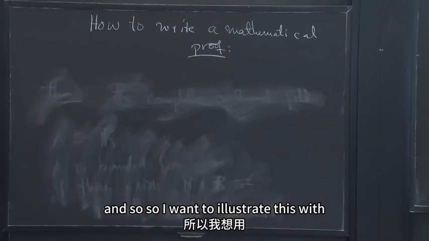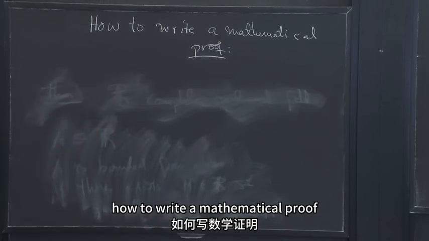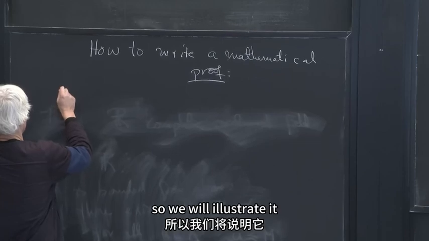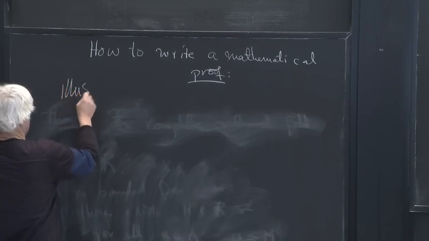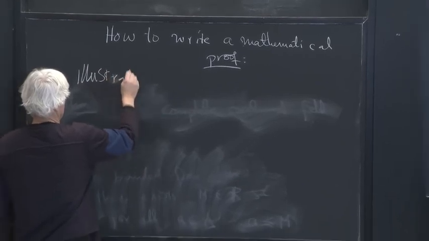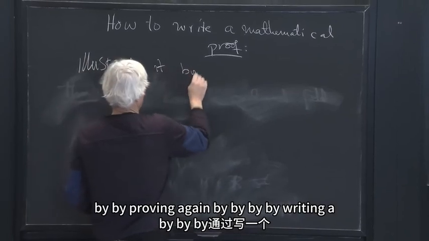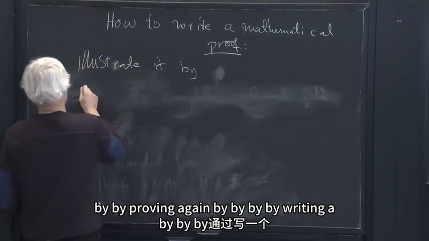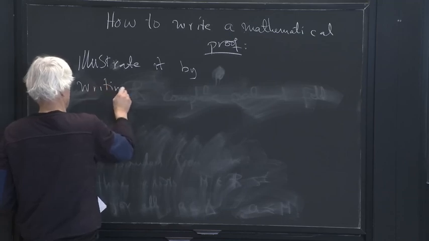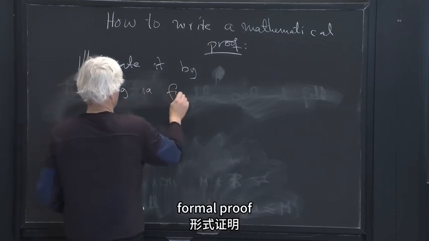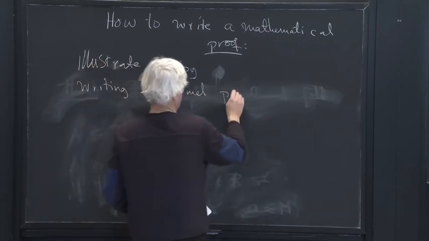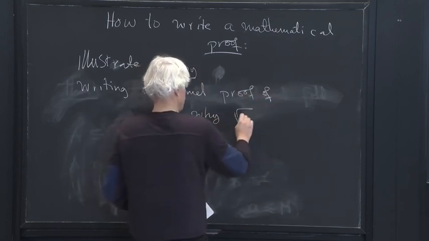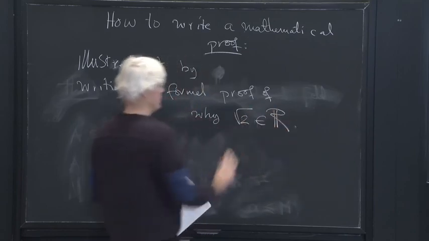And so I want to illustrate this with how to write a mathematical proof. So we will illustrate it by writing a formal proof of why the square root of 2 is a real number.